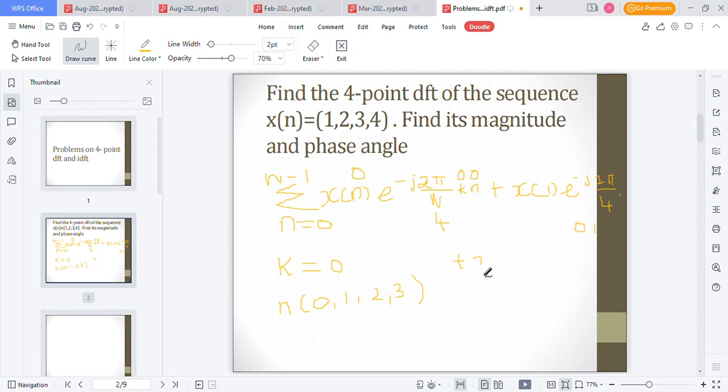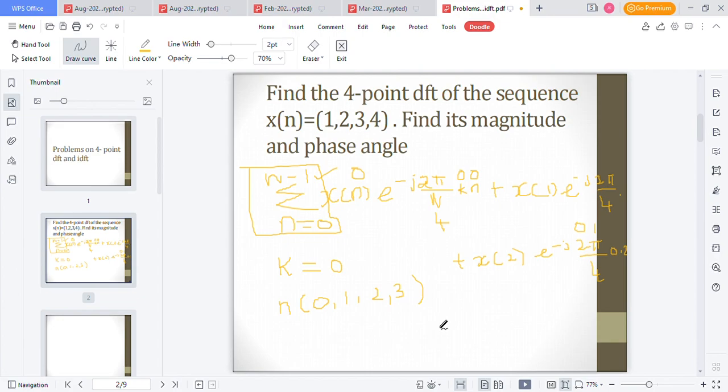Plus, once again you substitute x of 2. This summation you are going to neglect; you should not write it while solving. You write it only for the formula's sake, and after that you start working. That is x of 2 into e to the power of minus j 2 pi by 4 into kn, where k is 0 and n is 2. It goes on, and you have to do it for 3, and like that for all four: for k equal to 1 and n equal to 0, 1, 2, 3; for k equal to 2 and n equal to 0, 1, 2, 3; for k equal to 3 and n equal to 0, 1, 2, 3.